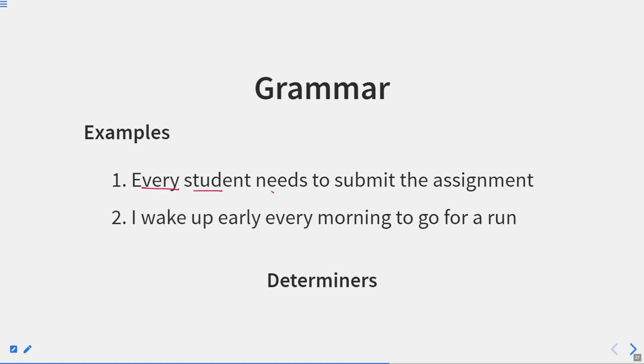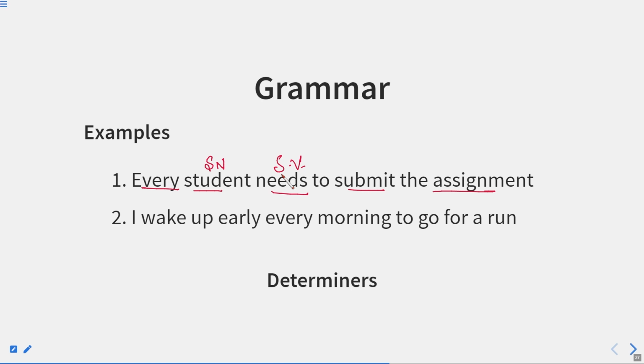Every student needs to submit the assignment. Now every student is a singular noun and the singular verb is needs. So every student needs, it means all the students need to submit their assignment. It means every student, I'm talking about each one of them, but I'm not focusing on each one. I'm saying that everyone means all of them.